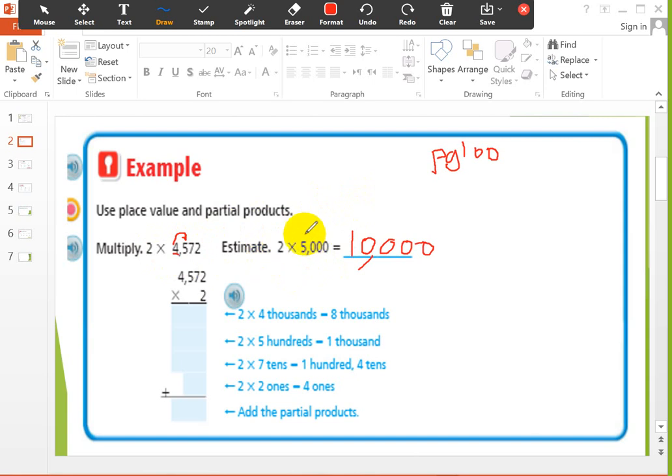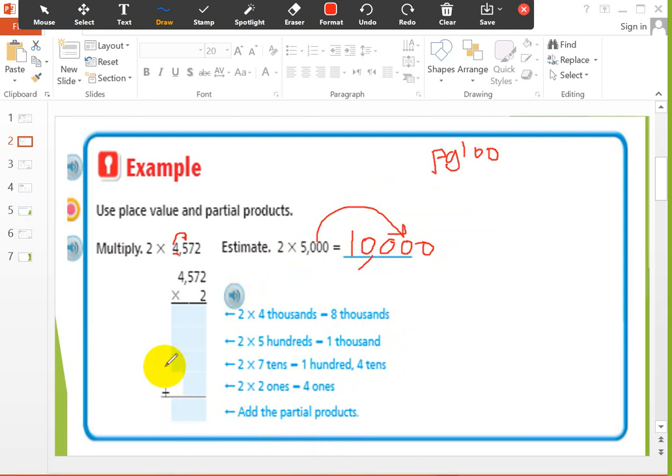Now I will multiply 2 by 5,000. 2 multiply 5 equals 10, and put 3 zeros next to the answer, so it will be 10,000. This is the estimation. So the final answer that I will find will be close to this number. It will be close to 10,000, okay?